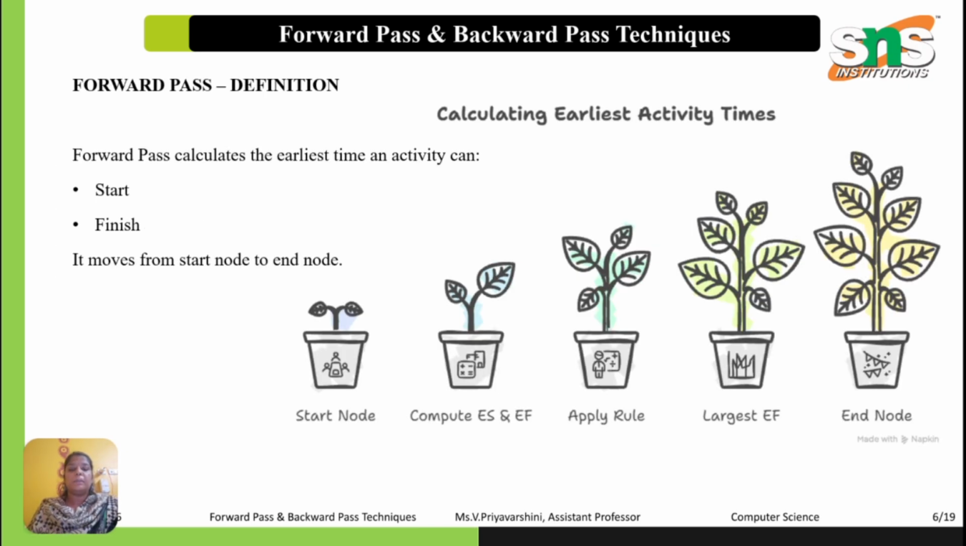Next is the forward pass definition. The forward pass is a scheduling technique used to calculate the earliest possible time an activity can start and finish. It begins at the start node and moves toward the end node. The main objective is to determine the earliest start time and earliest finish time. The forward pass answers the question: what is the earliest time this project can be completed? This helps managers estimate the minimum project duration.